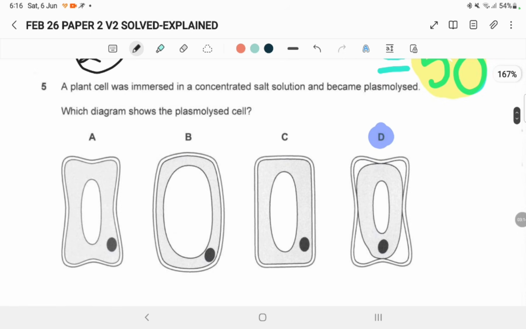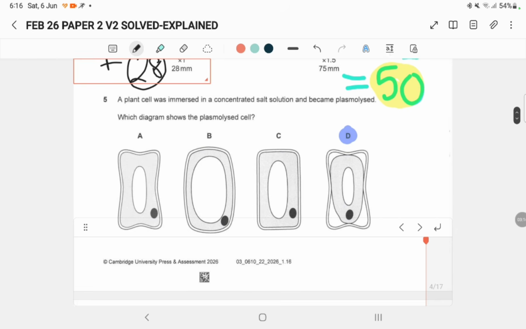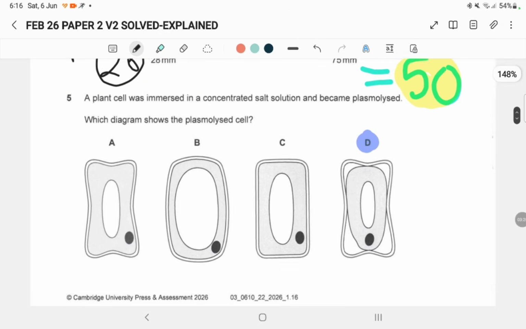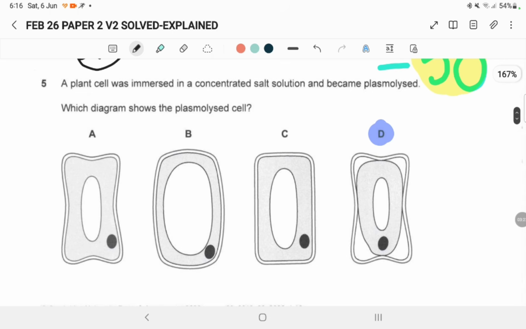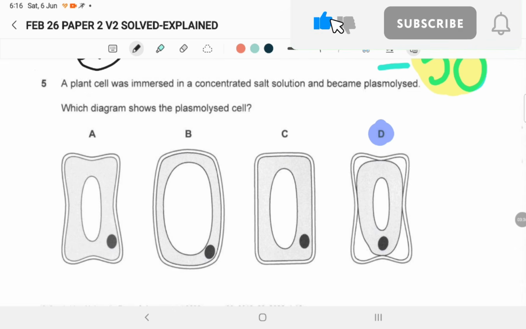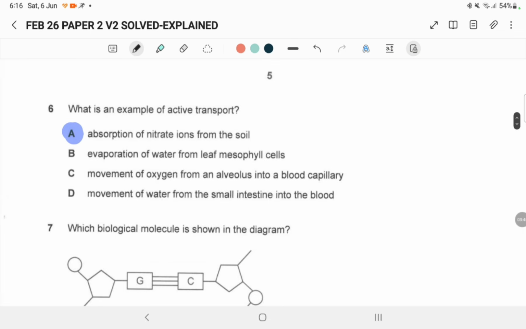Now moving on to question number 5. It tells you that a plant cell was immersed in a concentrated solution and it became plasmolyzed. Which diagram shows the plasmolyzed cell? Of course it's letter D, because in this figure we can see that the cell is detached from the cell wall. The cytoplasm itself is detached from the cell wall.